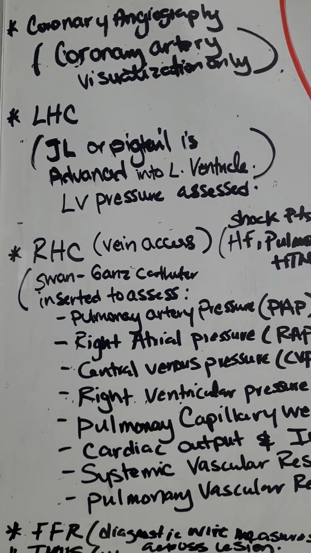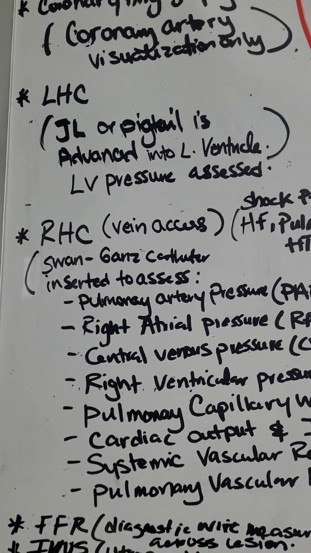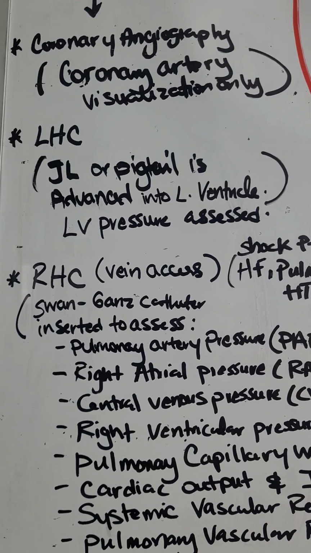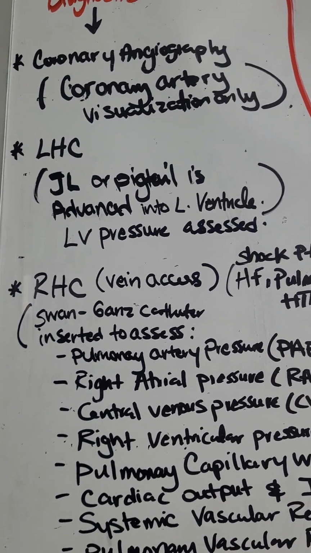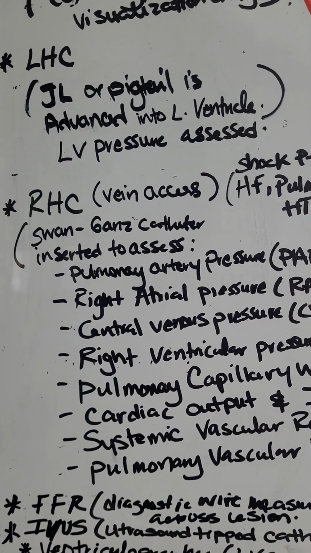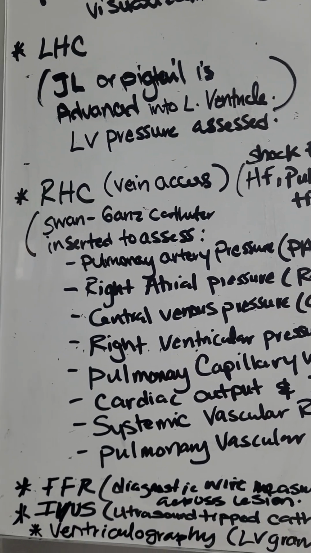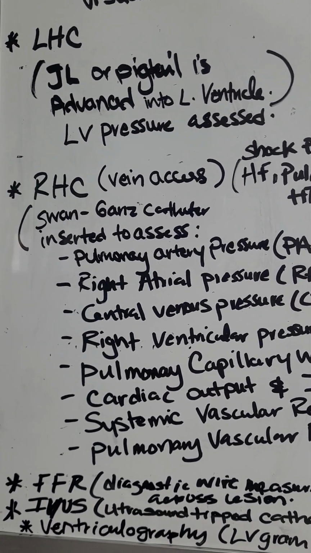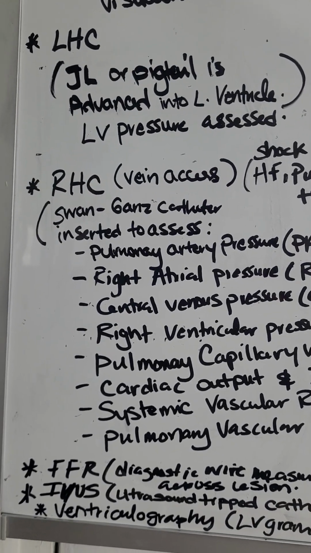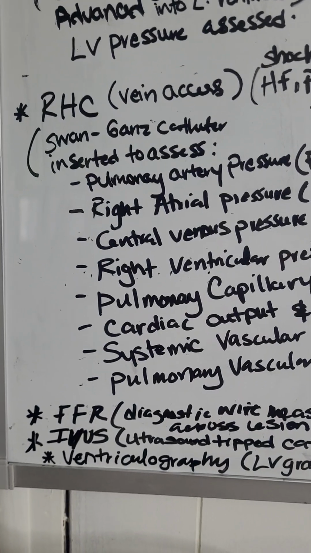If they're saying we're going to do a left heart cath and a right heart cath on this patient, you know we're going to check the coronaries. There's a likely chance he's going to do LV pressures, and then he's also going to do pressures mostly in the artery and the inner chambers of the heart. Okay, I hope you are following as well.